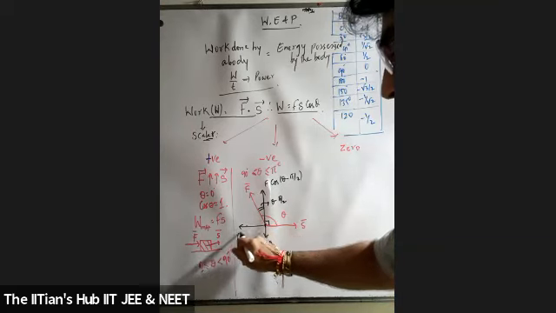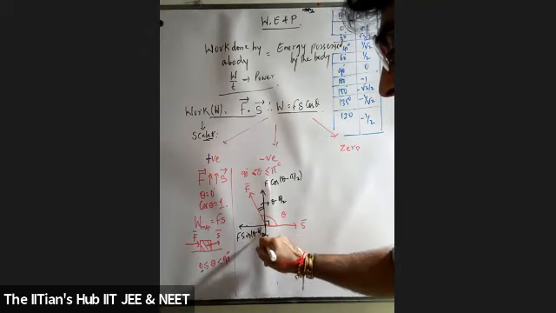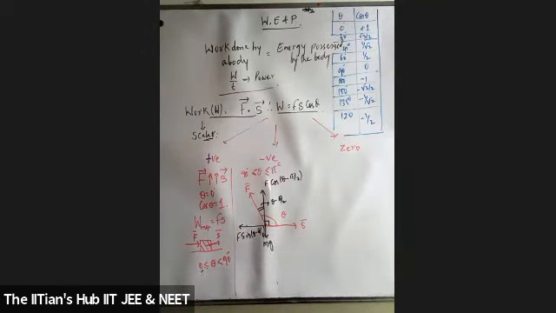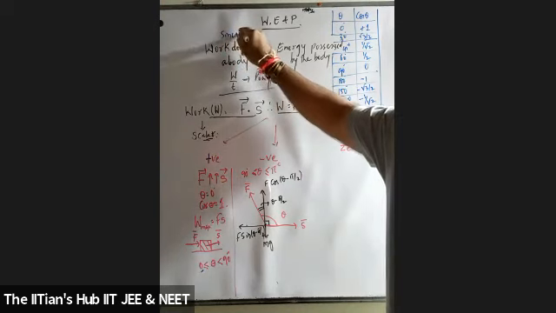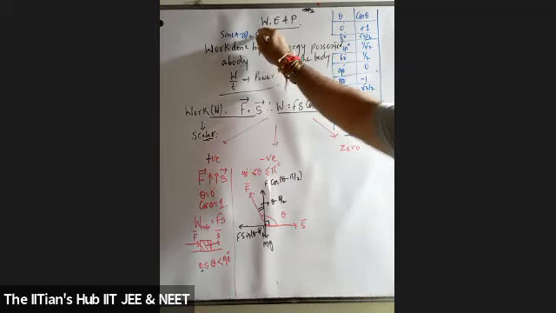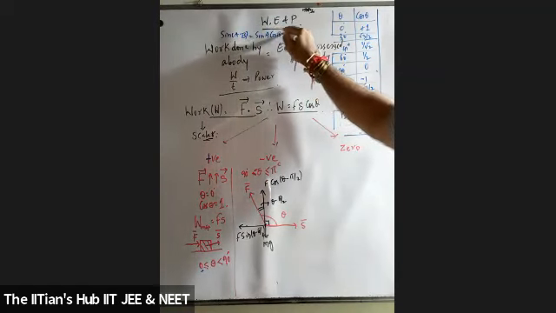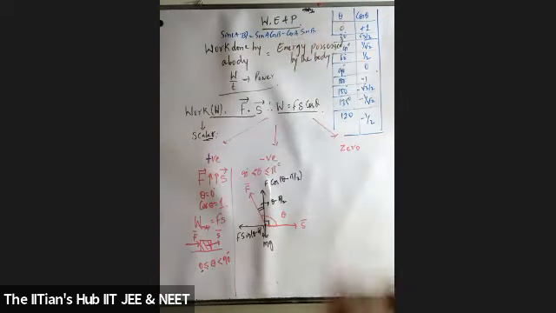So what will you do, sir? This is F sin of theta minus pi by 2. Is this clear, students? One is cos and the other is sin. Can you tell me, students, what is the formula of sine of A minus B? Sin A cos B minus cos A sin B. Very good.